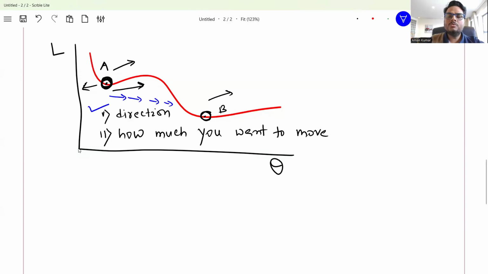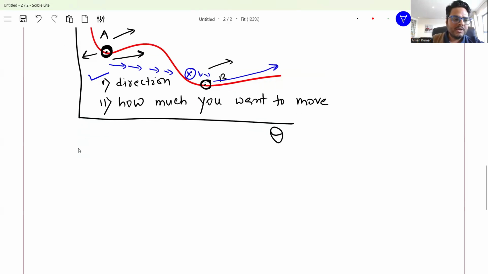And how much you want to move in one shot or one attempt, or one step, that is also important. Because suppose you come here, then you have to start moving slowly to reach here. If you move too fast, you will again start going in this direction. Direction is important and your step size is important.